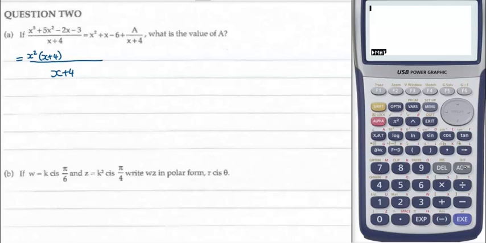Now if we do that, we will get the x cubed, but we will also get 4x squared. So take off the extra piece that we didn't want there of 4x squared, and then add the rest back in, 5x squared minus 2x minus 3. Okay, so we now end up with x squared, x plus 4.